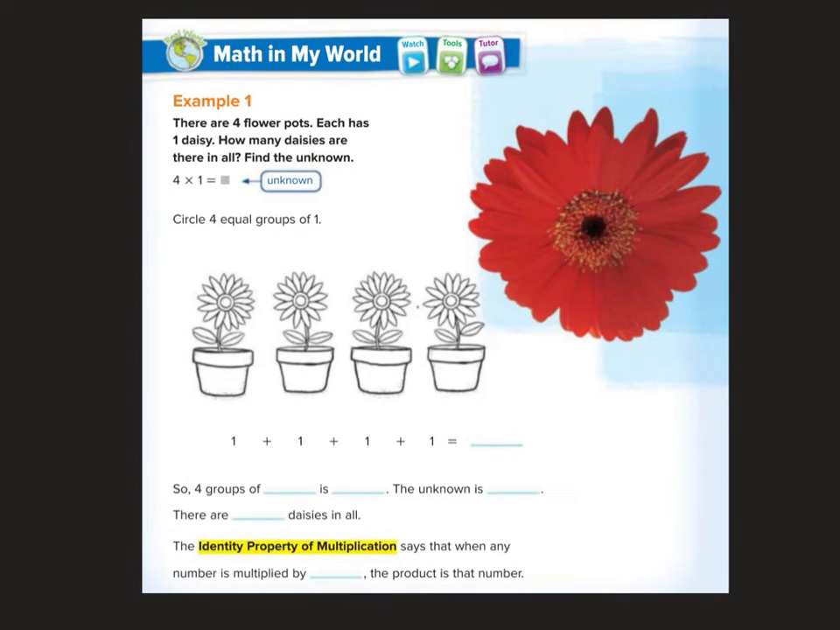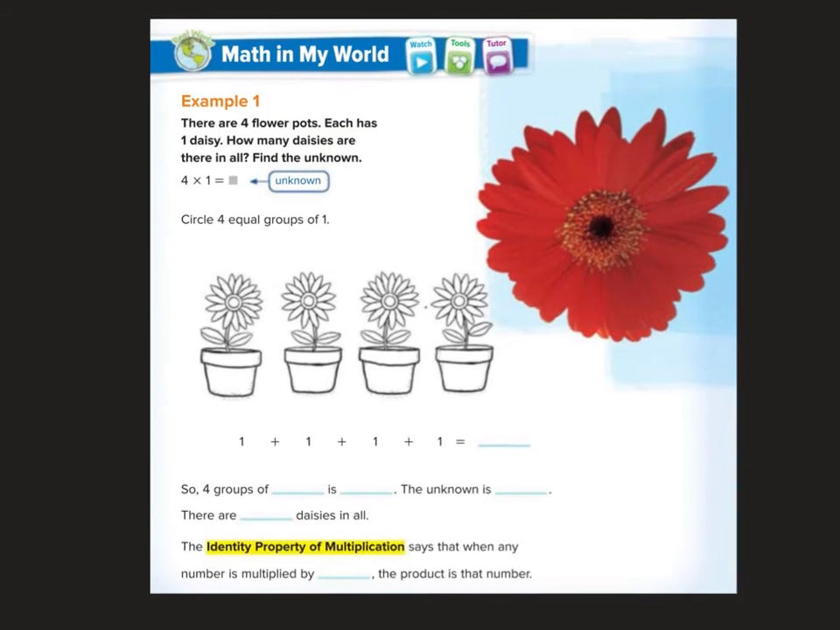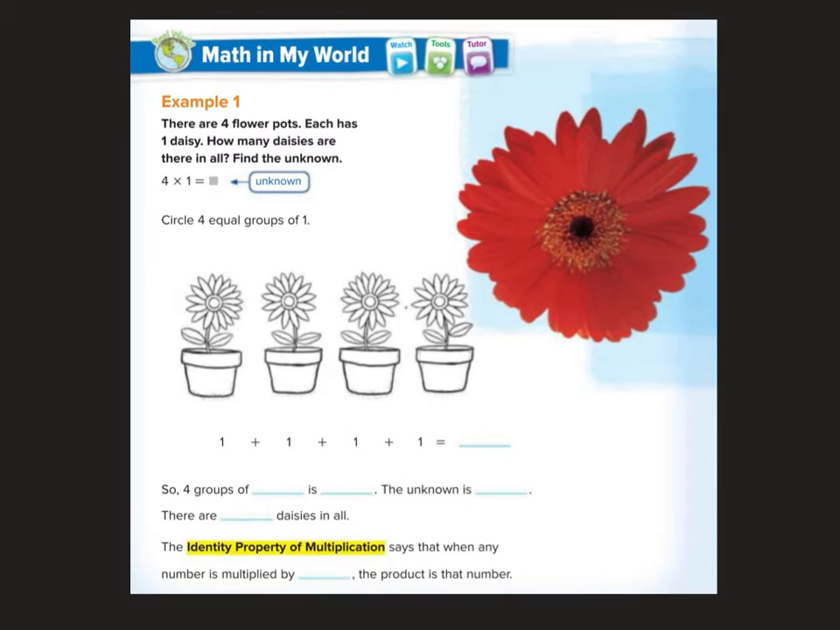All right, our example 1 here says there are 4 flower pots. Each pot has 1 daisy. How many daisies are there in all? Find the unknown. So if I have 4 flower pots multiplied by 1 daisy in each flower pot, that means it's itself, 4. 4 groups of 1 is 4. The unknown is 4. There are 4 daisies in all. And this is showing us the identity property.